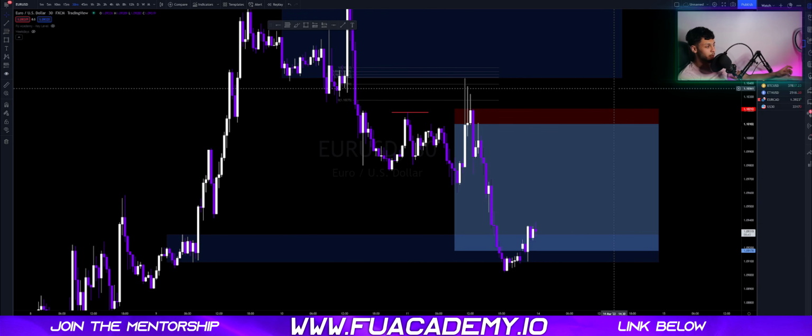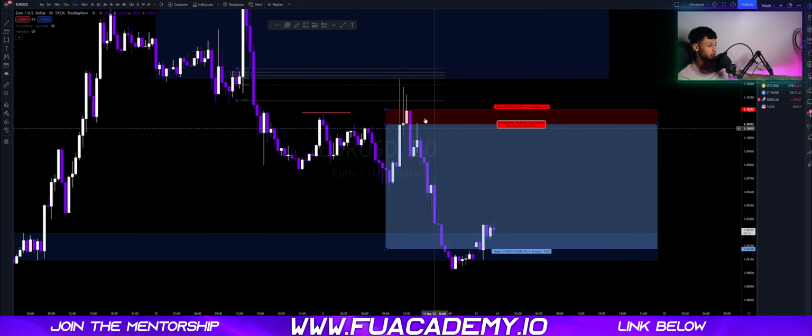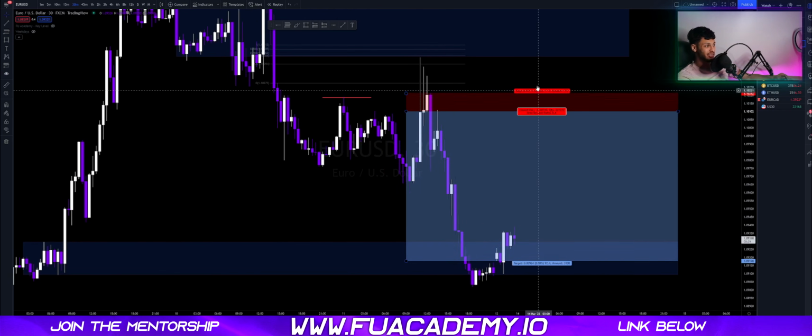This is causing very big candles, and it's also causing massive ranges in the market. So we want to make sure that we get these highest probable but lowest stop loss setups possible. Here's another setup that you could have gone into.